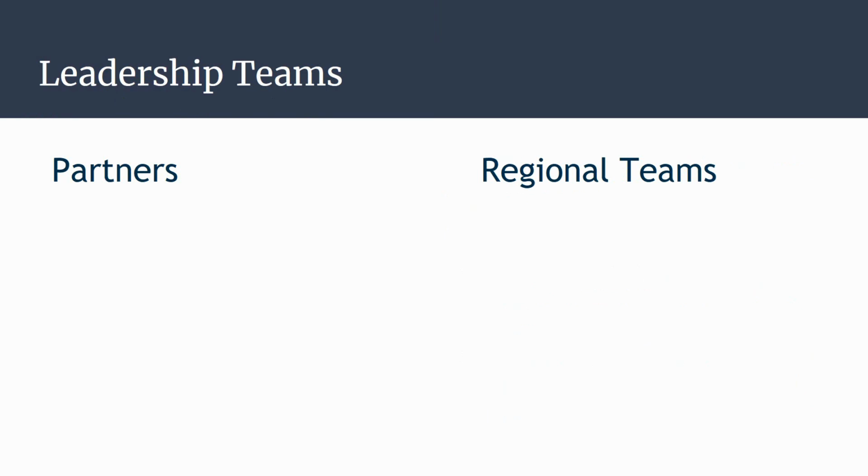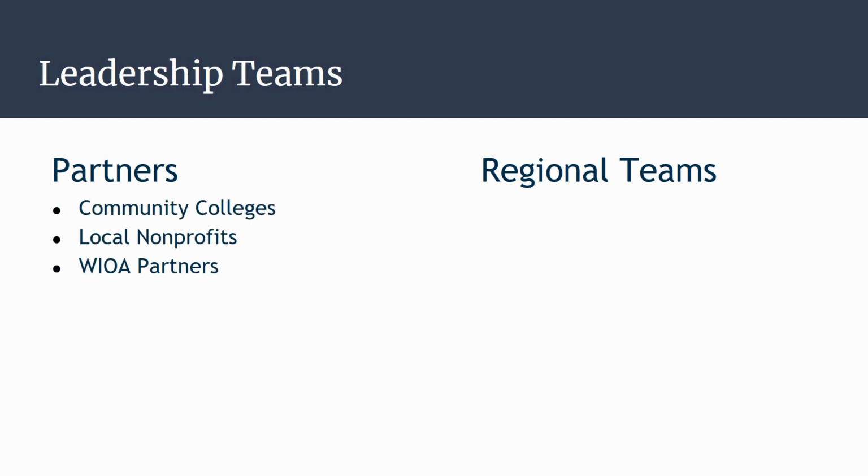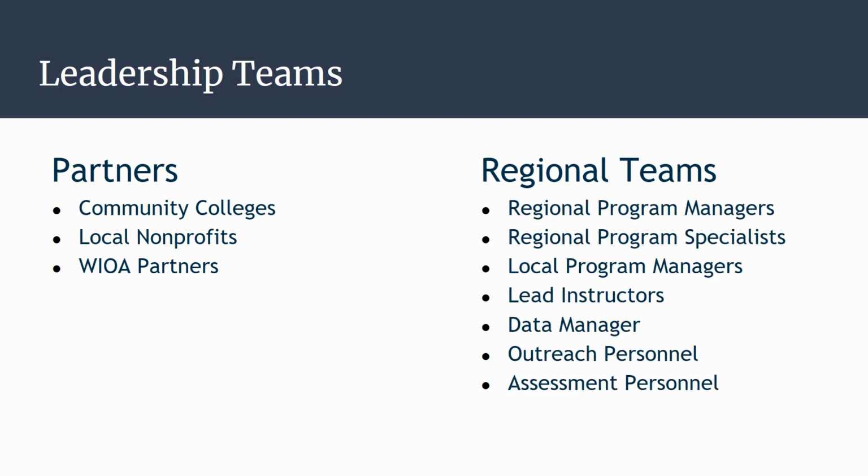Part 1 of the self-assessment tool focuses on required WIOA leadership activities. Regions could use this section to work with key partners such as community colleges, local nonprofits, and WIOA partners. Part 2 of the self-assessment tool focuses on high-quality professional development.